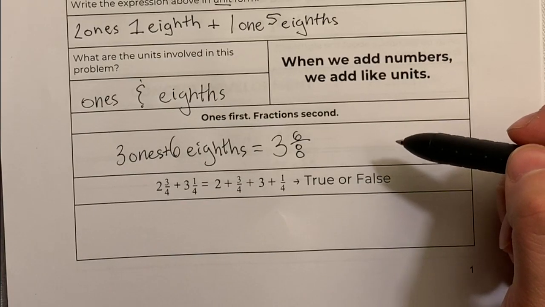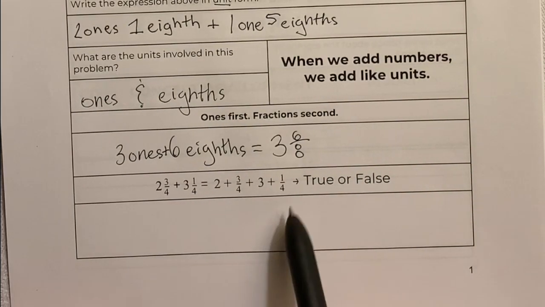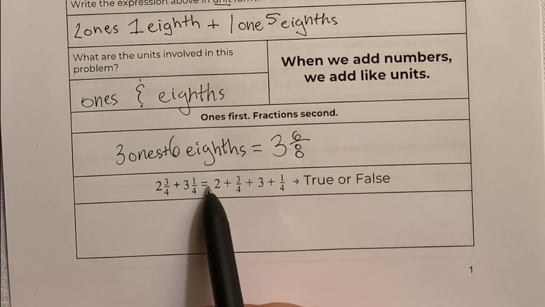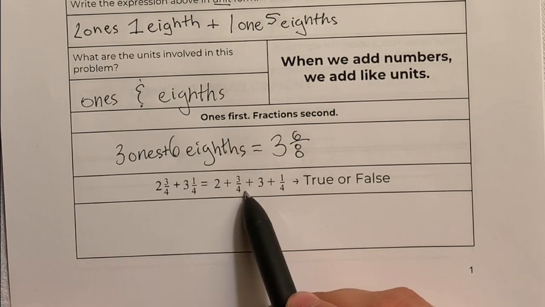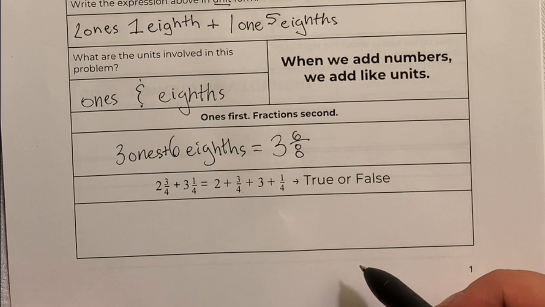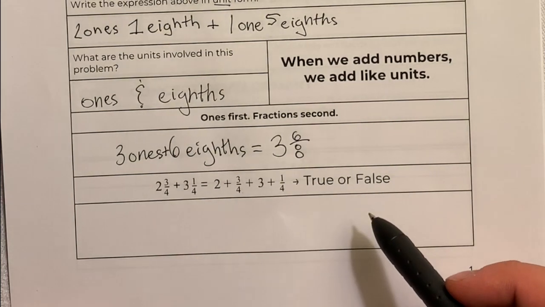I want you to take a second and look at this equation right here. It says 2 3/4 plus 3 1/4 equals or is the same as 2 plus 3/4 plus 3 plus 1/4. Think to yourself, is this true or is it false? Take a second. And let's bring it back in 3, 2, 1.